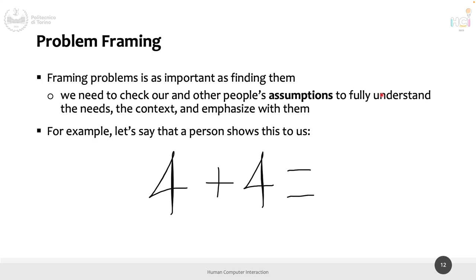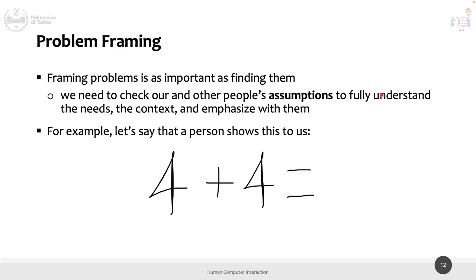Now, this is, again, a simple example that will show you that if a person shows you this, you immediately think, oh, this is 8, because you put in place assumptions based on what you know. And in need finding, all these assumptions are to be cleared out. You shouldn't have any of these assumptions, because this is your knowledge, your experience, your context, your culture that plays in, your education that plays in.